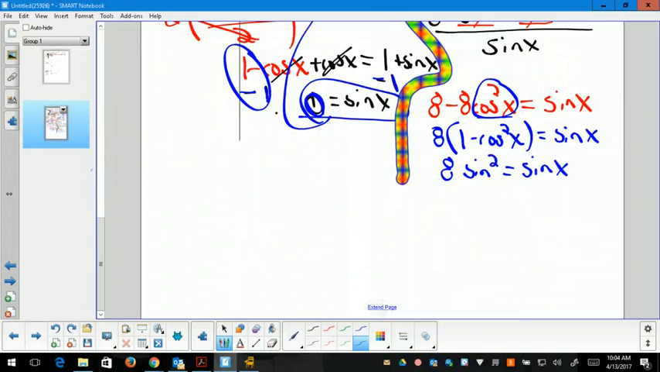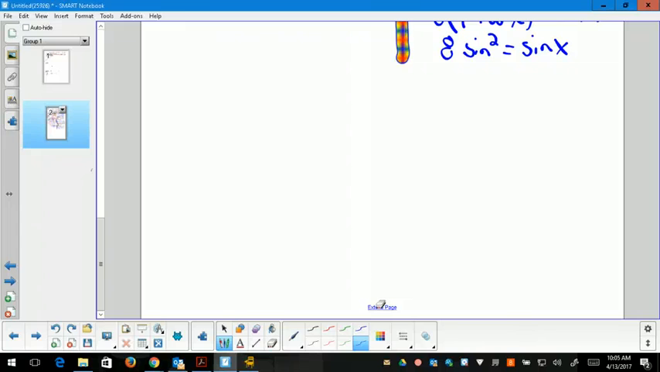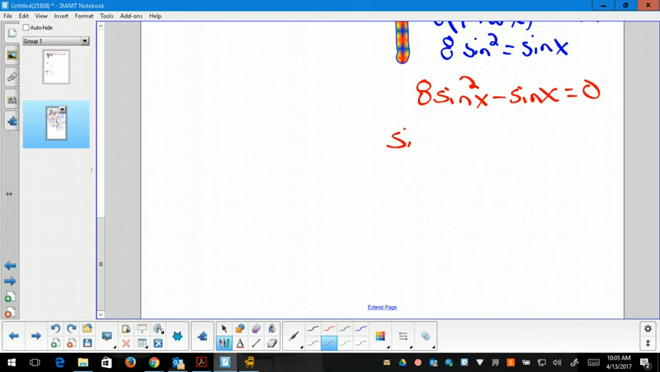Can I divide by sine? Absolutely not. That's like dividing by x. But I can move it to the other side, not through division, but by subtraction. And now we'll factor out sine of x, giving sine of x times 8 sine of x minus 1.